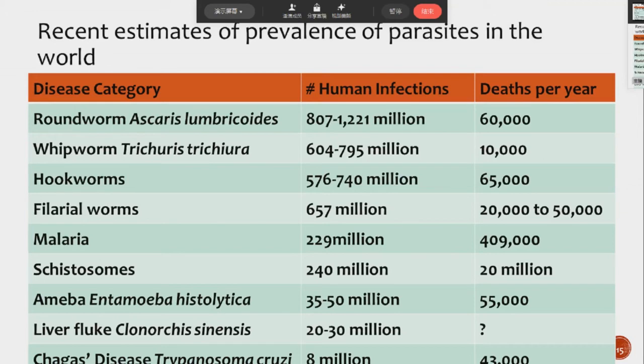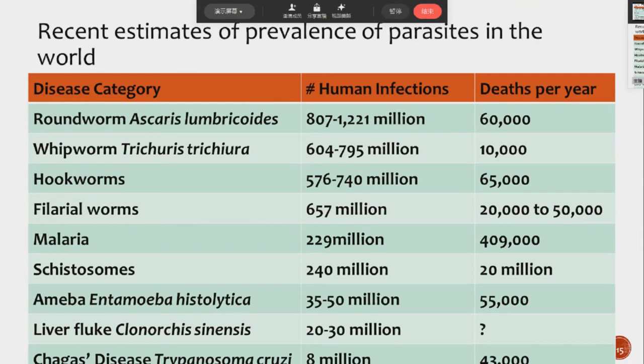And for hookworm, 567 to 780 million people were infected, and 65,000 people died from hookworm infection. But these three, they are living in our intestine, maybe in the small intestine, some of them in our large intestine. All of these diseases are transmitted, or we can be infected, by touching the soil. Maybe the larvae, maybe the eggs, can cause infection to us. So these three types of disease, we call them soil transmitted diseases.